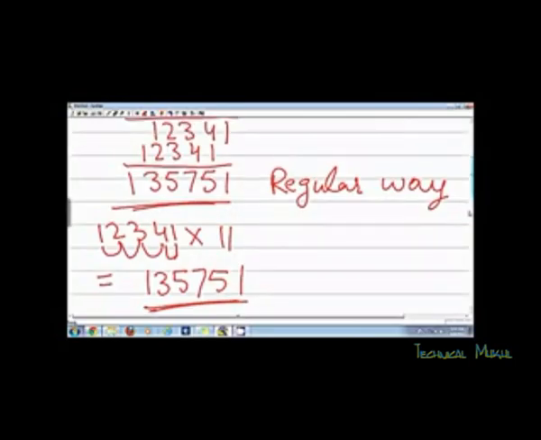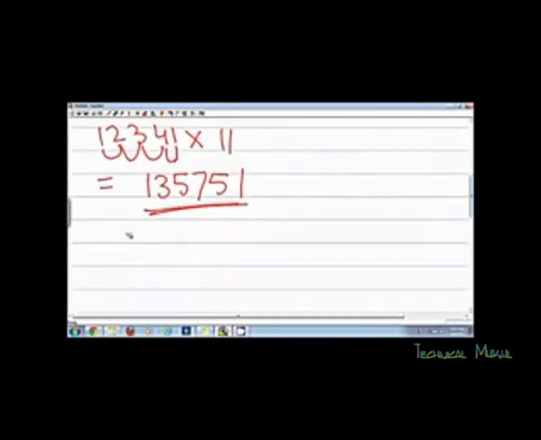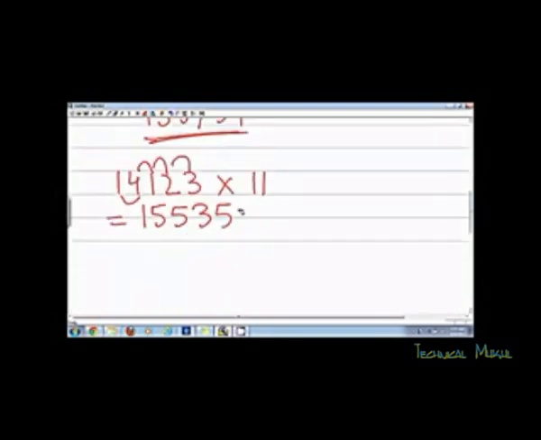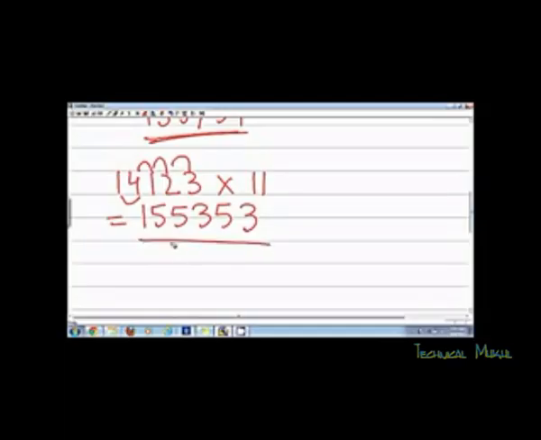So this is the answer I had before. In this way we can skip all this writing and go with the problem in a quick way. Another example will be 14123. In this case we will say 1, and 1 and 4 is 5, 4 and 1 is 5, 1 and 2 is 3, 2 and 3 is 5, and then we have 3 in the end. So the answer is 155353. Now this method is a quick way.